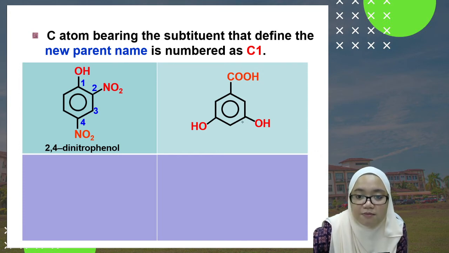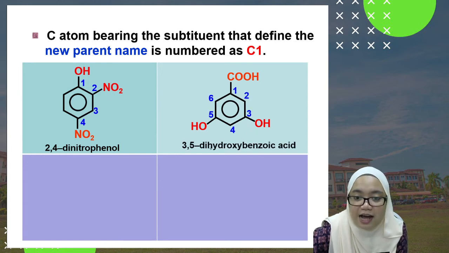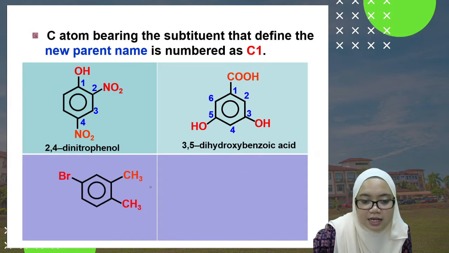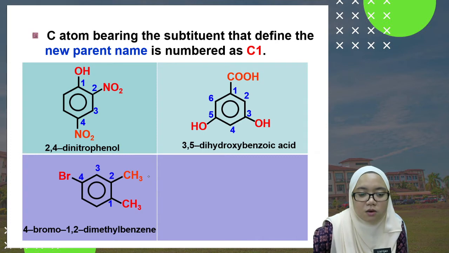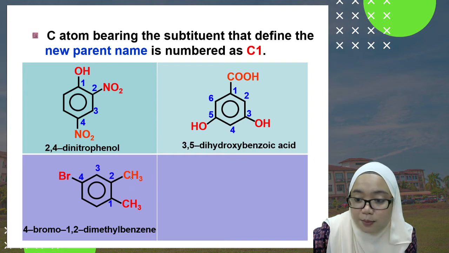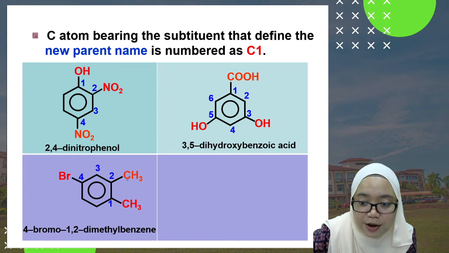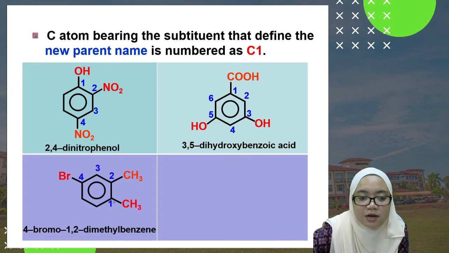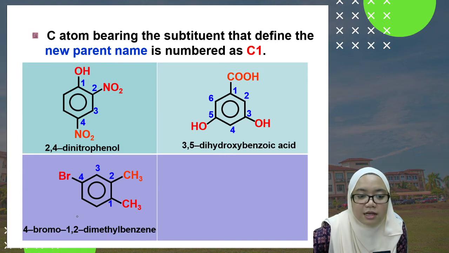So, ini adalah 3,5-dihydroxybenzoic acid. Okey, dekat sini kita ada toluene. Okey. So, dekat sini kita ada 2 methyl. So, kita tak boleh nak namakan dia toluene sebab kalau toluene kita ada 1 je CH3 sebagai parent dia. So, dekat sini kita akan namakan dia sebagai 4-bromo sebab B dulu kan. So 4-bromo-1,2-dimethylbenzene.